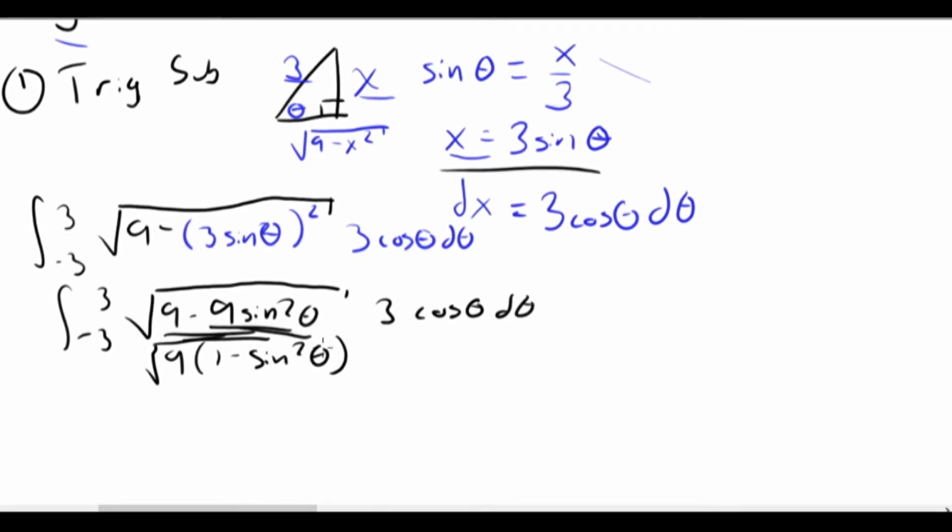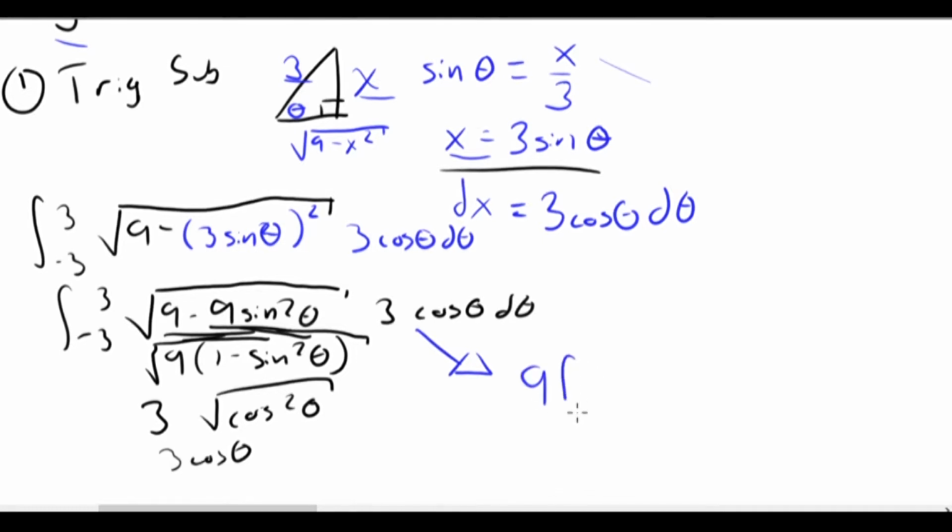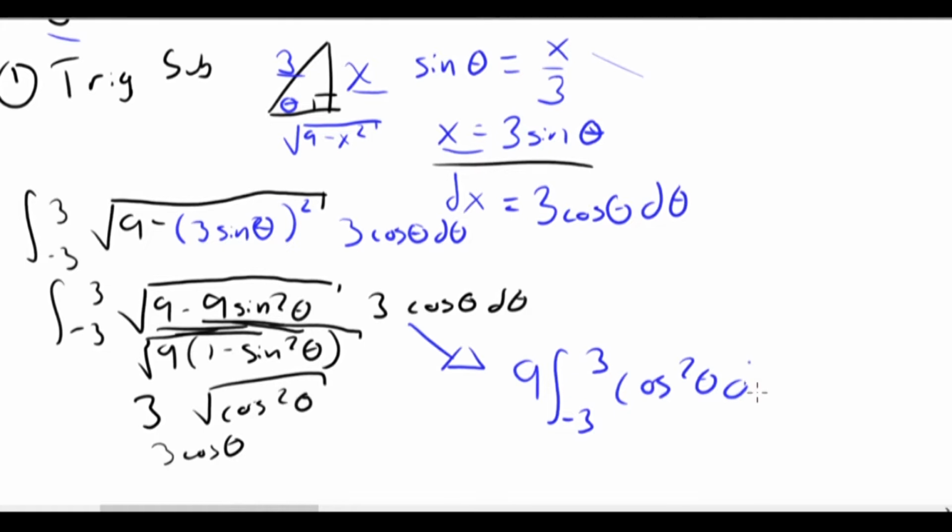I'm going to temporarily take this out of the integral just so I can show you how I'm evaluating this. Square root of 9 is 3, and 1 minus sine squared is cosine squared, so the square root of cosine squared theta is 3 cosine of theta. This is pretty messy, but this expression eventually becomes 9 times the integral from negative 3 to 3 of cosine squared theta d theta. And this is pretty easy to evaluate.